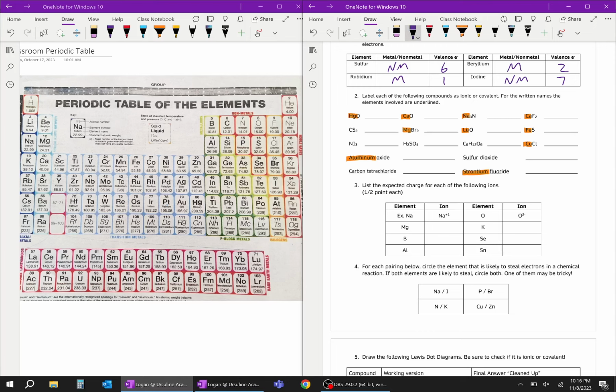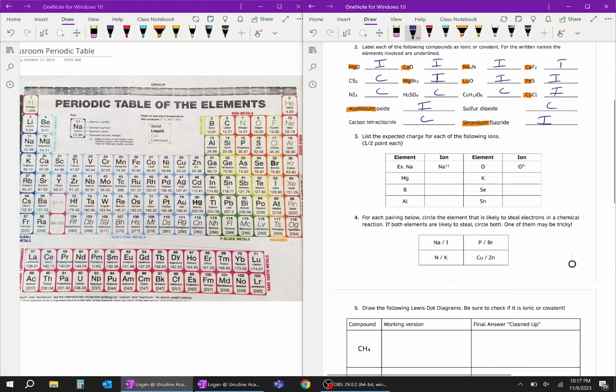Any compound that includes a metal and a nonmetal is going to be ionic. Unless my pen stops working. Ionic. Any compound that only includes nonmetals, carbon and sulfur, nitrogen and iodine, all of these are covalent. All right, moving on.